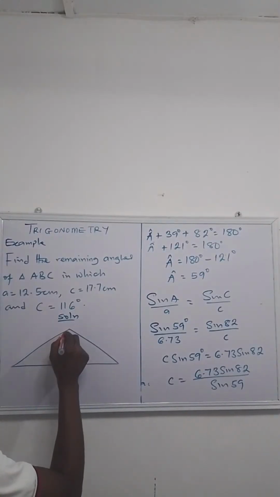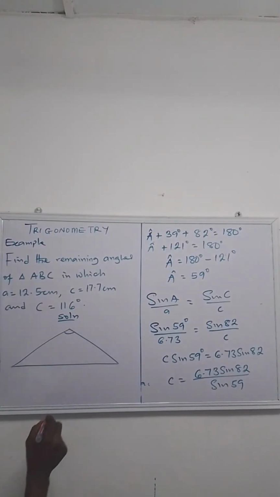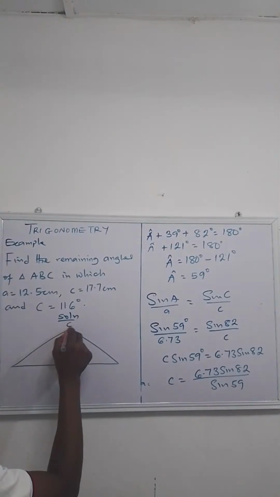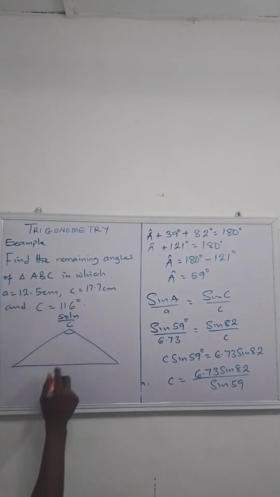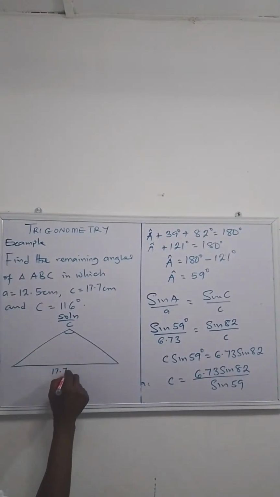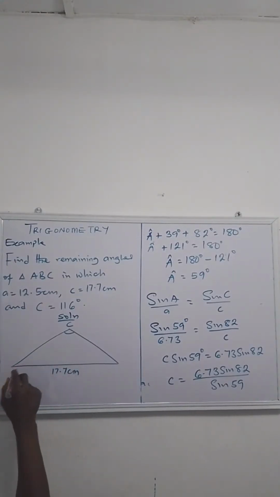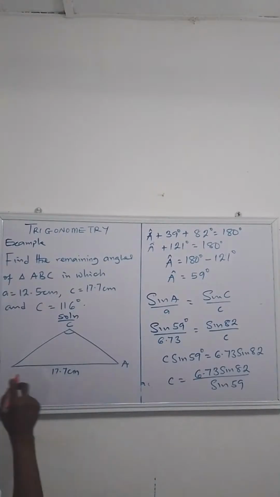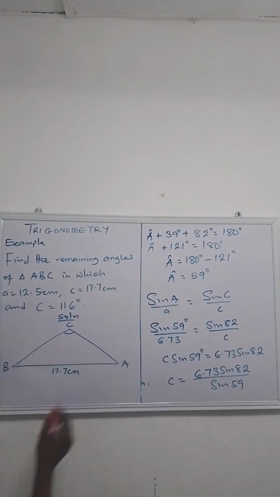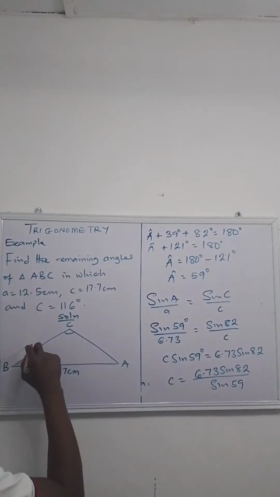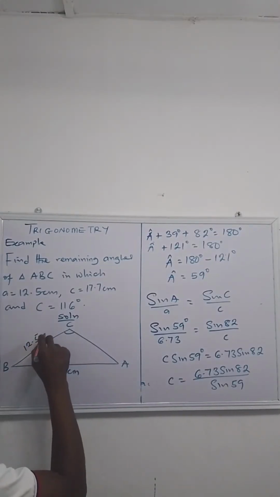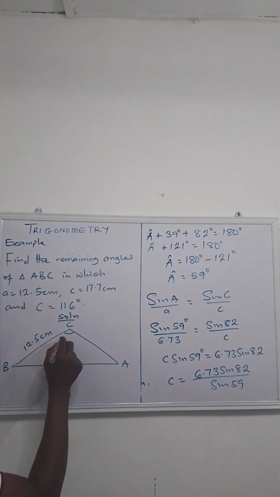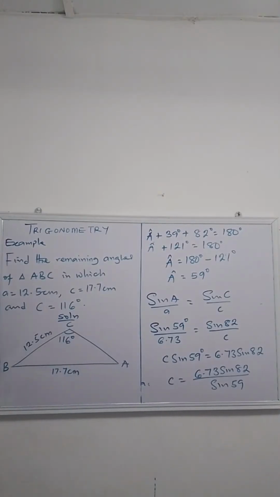Okay, let's call this angle C, because this is the biggest angle here. So we have 17.7 centimeter. Let this be A, and this B. All right, we are given side 12.5 centimeter. Okay, I think that's all now. This angle here is 116 degrees. Now look at what we have here.